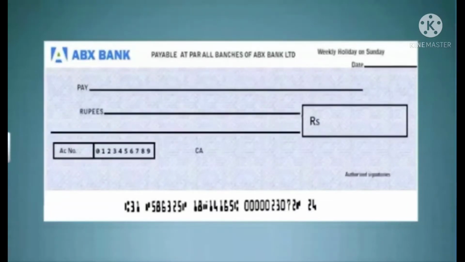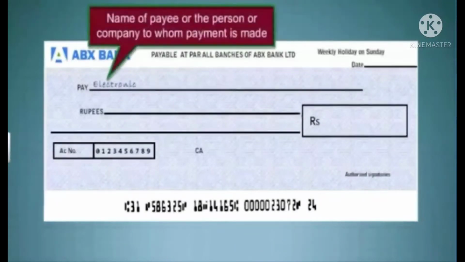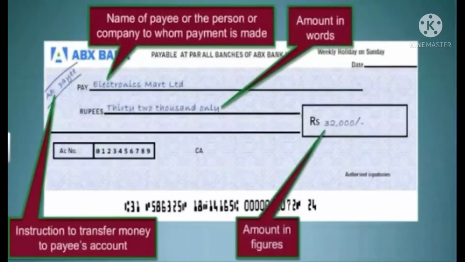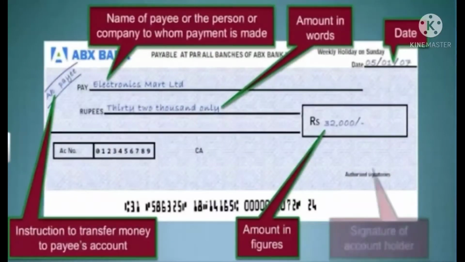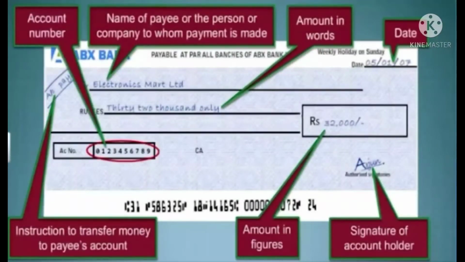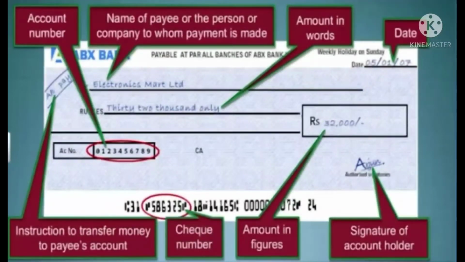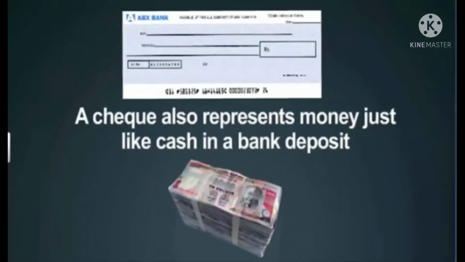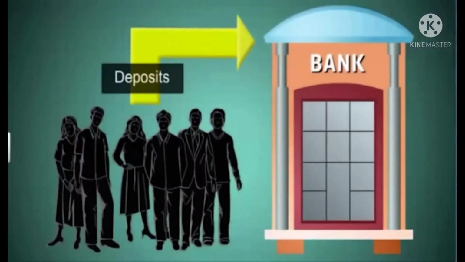A check has all the information about the person to whom the payment is to be made, the amount, and a check bears the account number of the person issuing the check. A check also bears a unique check number that can be used to track the payment. In today's economy, a check also represents money, just like cash, and can be used to make payments directly from a bank deposit. People's deposits in a bank create a big cash pool with the bank.